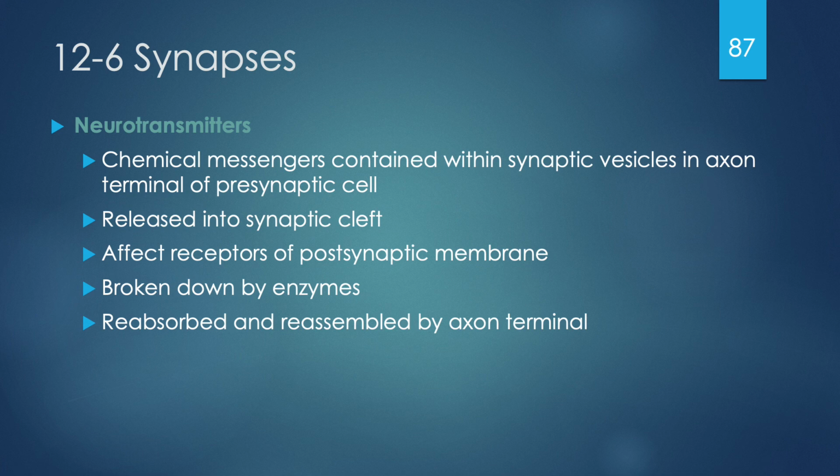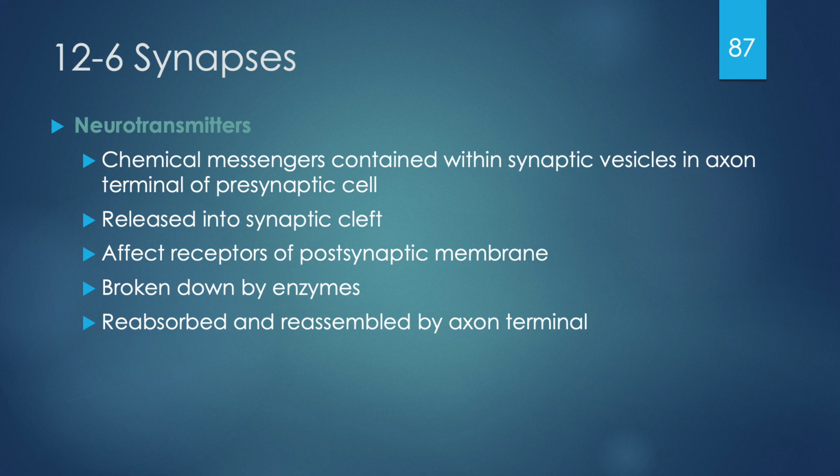Neurotransmitters are chemical messengers that are held in these synaptic vesicles in the axon terminal of the presynaptic cell. Another way to think of this is at the very, very end of the cell that is sending the neurotransmitter, they are inside the end in little packaged bundles called synaptic vesicles, and they are ready to burst out and release into the synaptic cleft, or the space in between the presynaptic neuron and the postsynaptic neuron or postsynaptic cell.